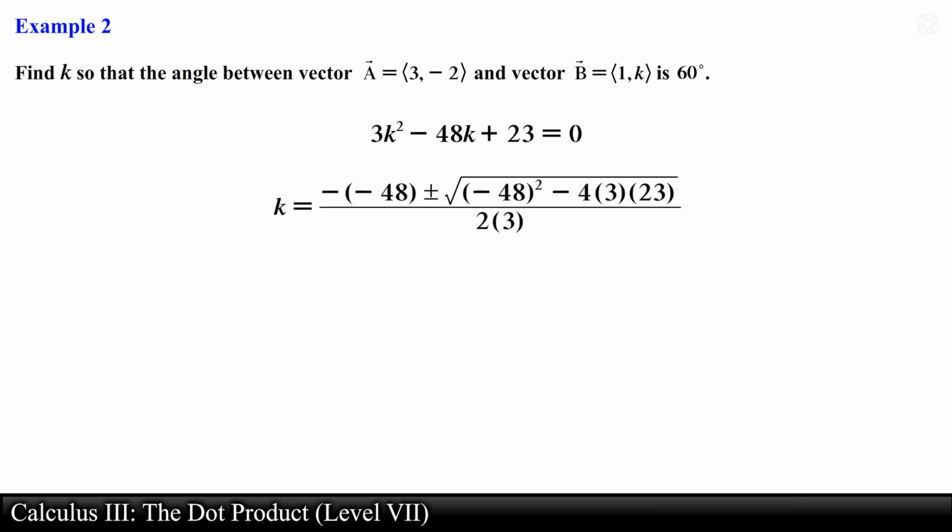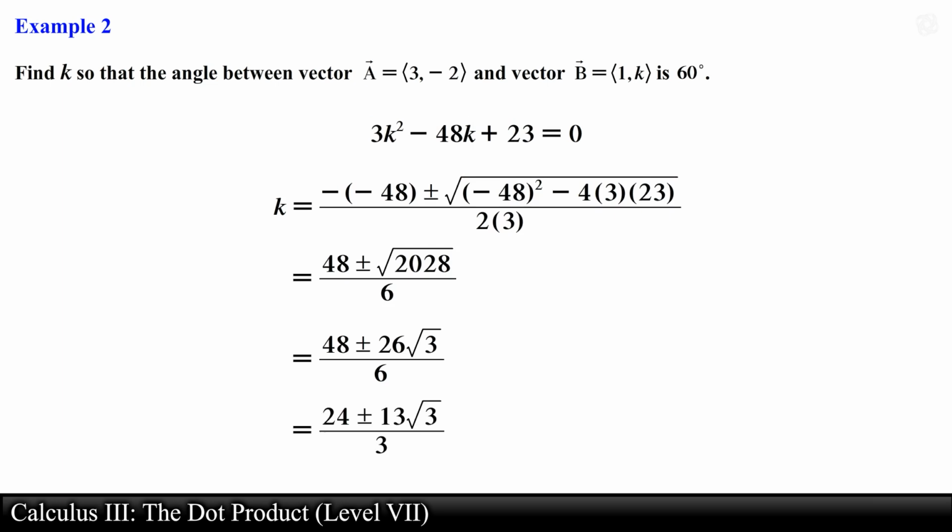So let's go ahead and use the quadratic formula. Substituting the constants, we obtain the following. And simplifying the expressions, we obtain two solutions for the value of k. So the values of k are going to be the quantity 24 plus or minus 13 times the square root of 3, all over 3. Alright, let's go over the final example.